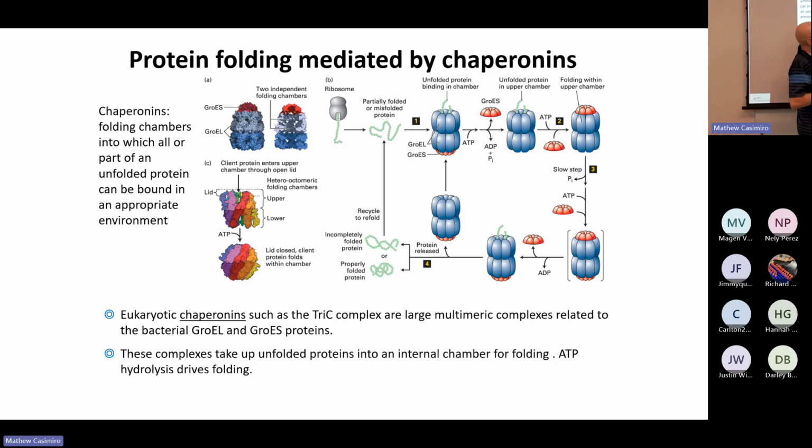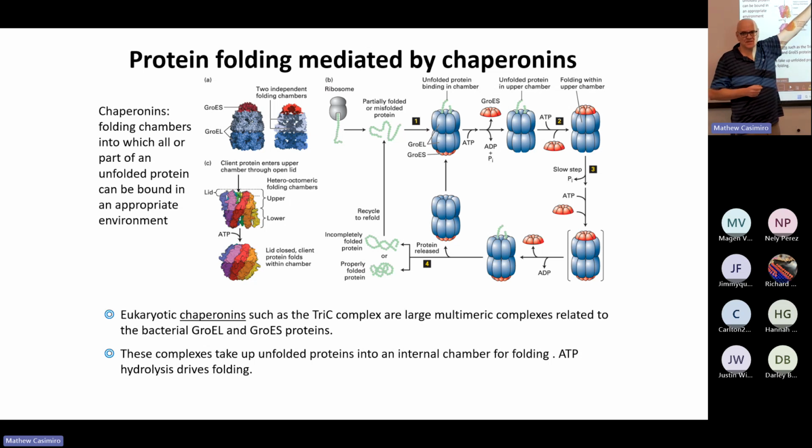So again, we wait until the polypeptide has finished synthesis by the ribosome. And entry into the chamber can occur only in one direction. The other entry point is capped by this protein called GroES, right? Sorry, I think GroEL is the chamber component and GroES is the lid.